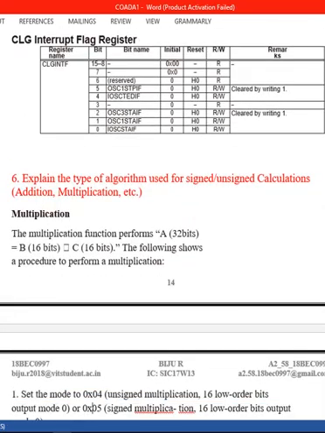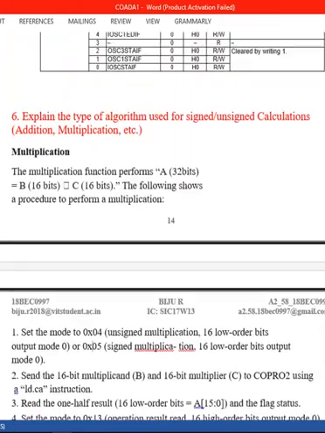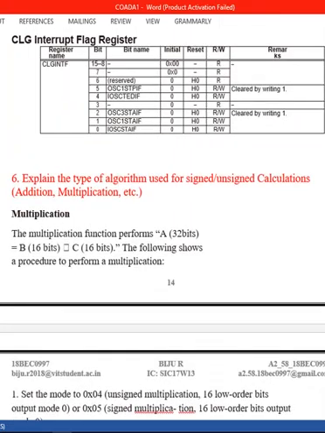And this is the algorithm or flowchart for signed and unsigned multiplication and division. Actually, the SIC 17W13 mainly performs multiplication and division. This is the algorithm. I will show the flowchart.